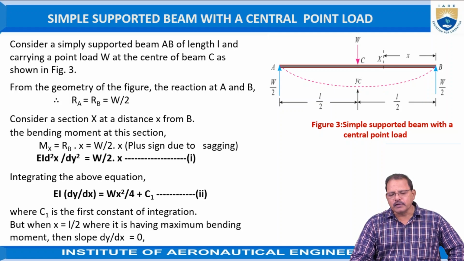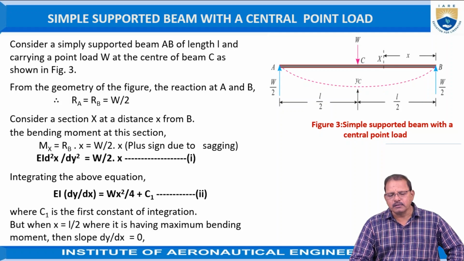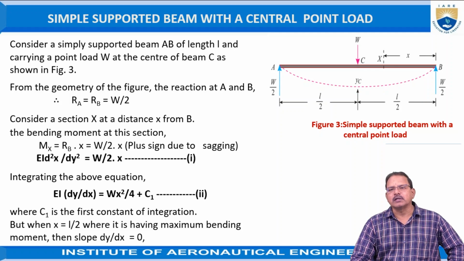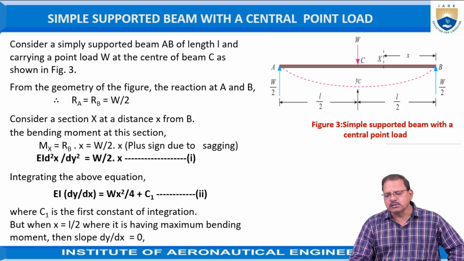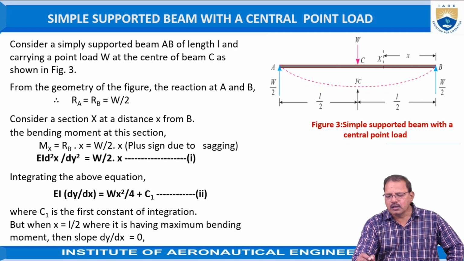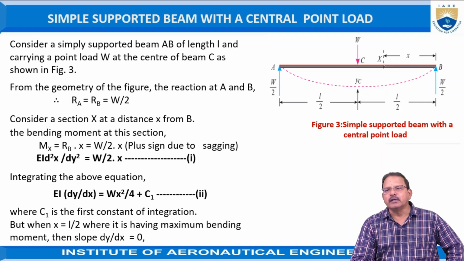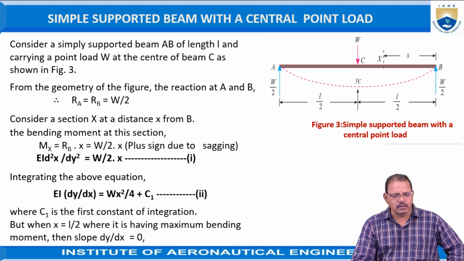Here, for finding deflection as well as slope, the reference point should always be B. From point B only we have to consider the distance x in order to determine the slope as well as the deflection. So now we are considering a point X at a distance of x as shown in the figure.